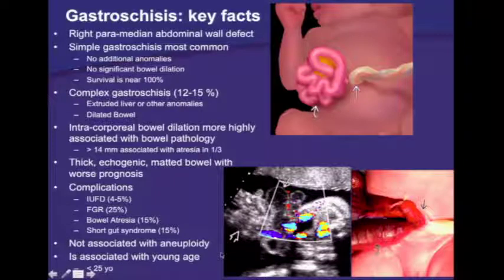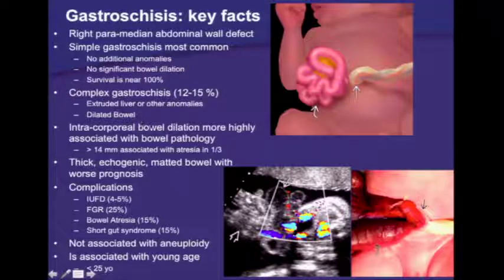So let's talk about gastroschisis. This is a full thickness right paramedian abdominal wall defect. There are really two types. Most cases are simple gastroschisis, meaning the only anomaly is the extracorporeal bowel. No additional anomalies, no significant bowel dilatation, and survival in these cases is near 100%.